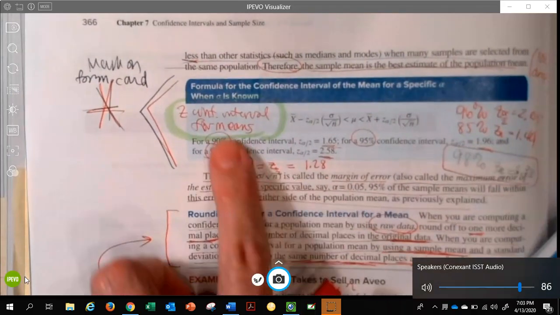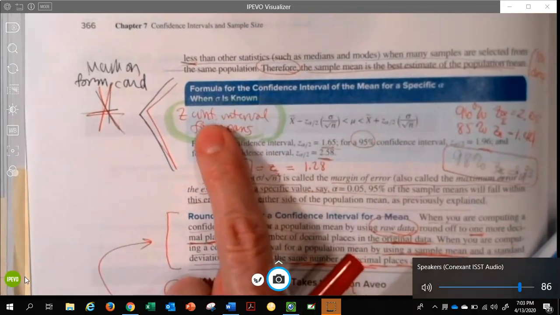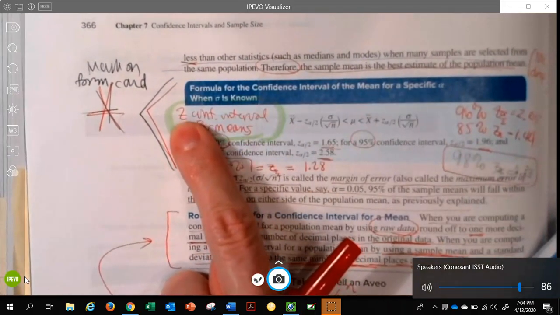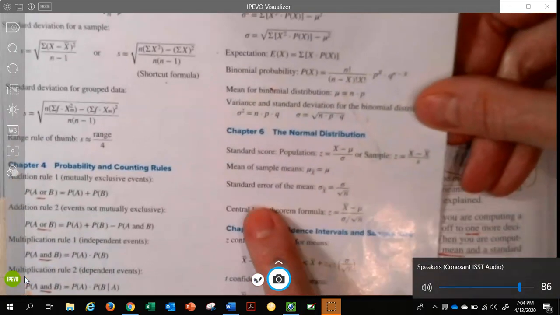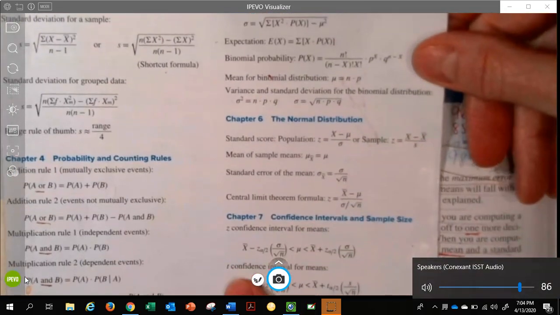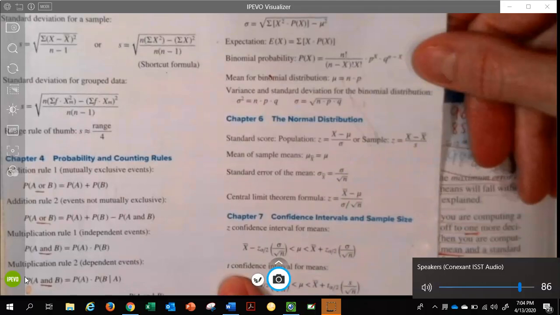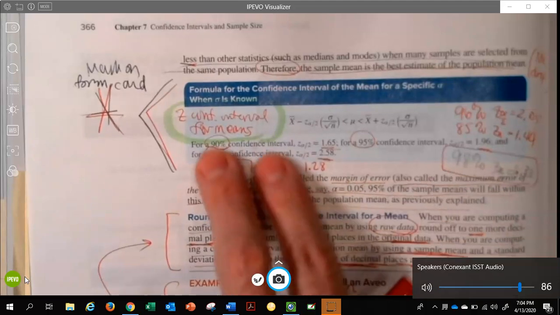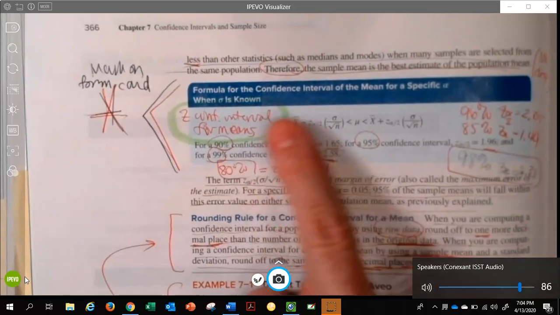And we're going to write a bunch of information on here that when sigma is known, we're going to call it a Z confidence interval. In the next section, we're going to be calling it something different because we won't know sigma, and we'll be calling it a T confidence interval. I've got a whole bunch of junk written down here.